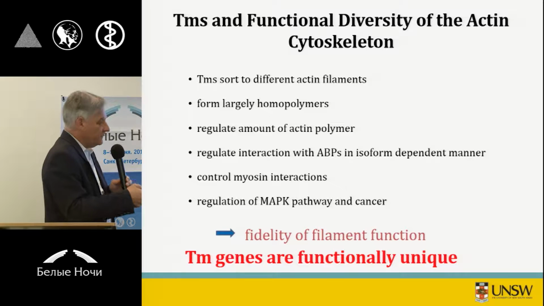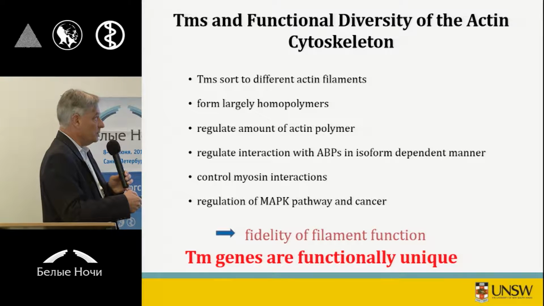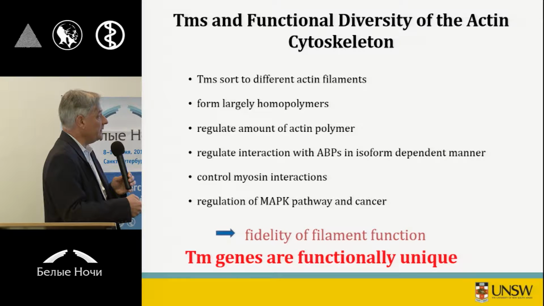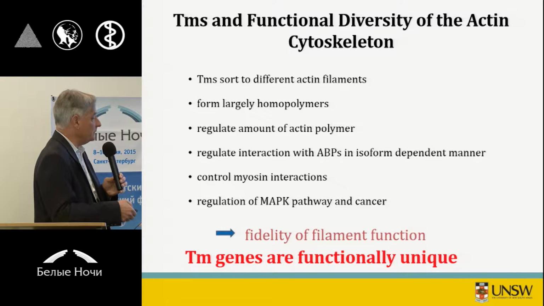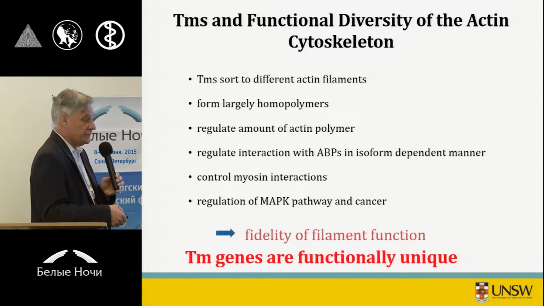What we have discovered over the years is that the tropomyosins go to different actin filaments. They largely form homopolymers. They regulate the amount of actin polymer in cells. They regulate the interaction with actin-binding proteins in an isoform-dependent manner. They control myosin interactions. And more recently, we've just discovered they regulate the MAP kinase pathway and the proliferation of tumour cells.